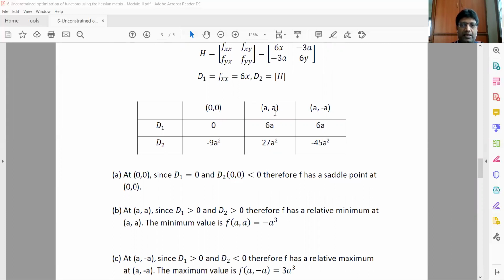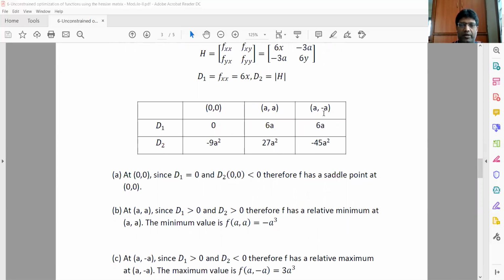Next, at (a, a), both are greater than 0, and since a is greater than 0, both are greater than 0. Therefore, f has a relative minimum at that point. What does the minimum value mean? If you substitute that point (a, a) in the function, we'll get minus a cubed.